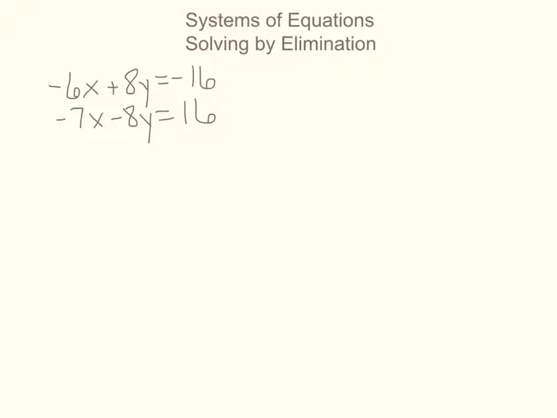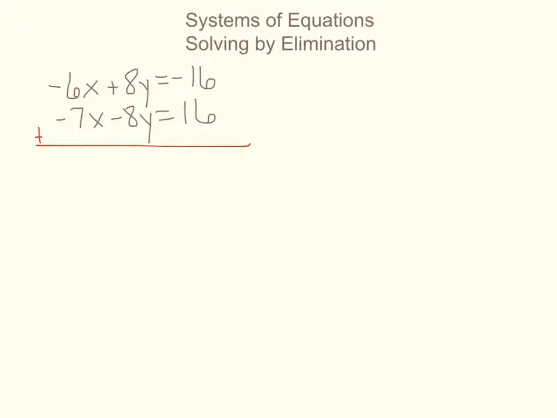Okay, elimination is just another way of solving these systems of equations. Our goal with this is to get either the x's or the y's to be opposites. And once they are, we're going to add the two together. Well, in this example, the 8y and the negative 8y are already opposites. So we'll just add them together.